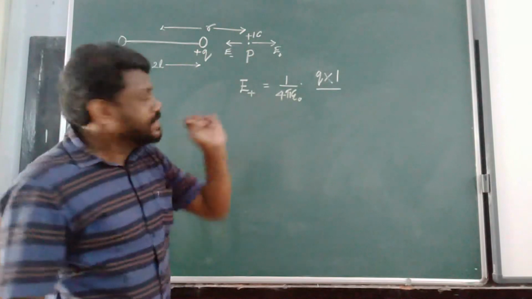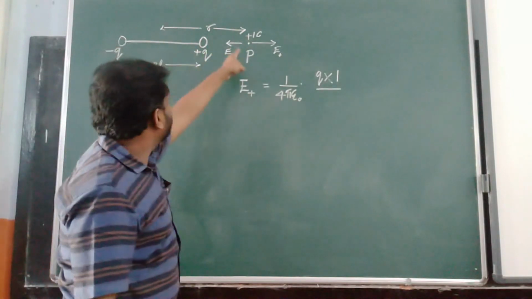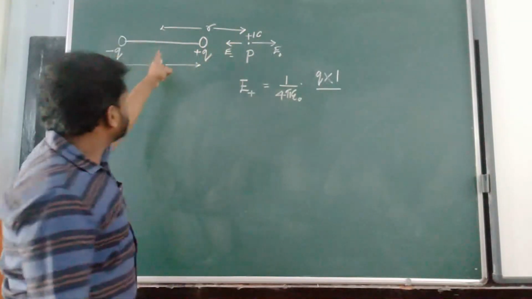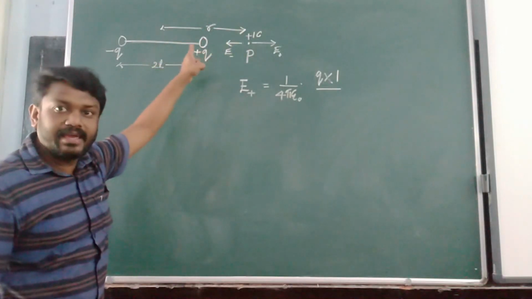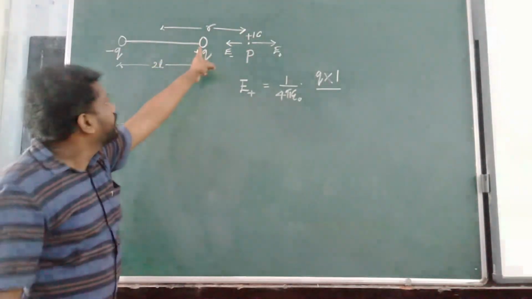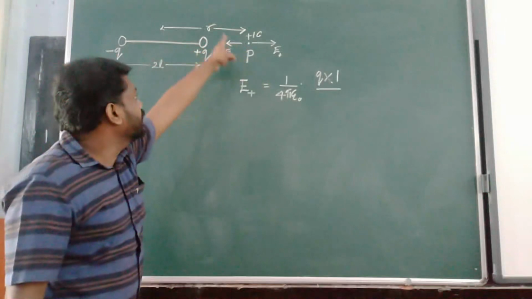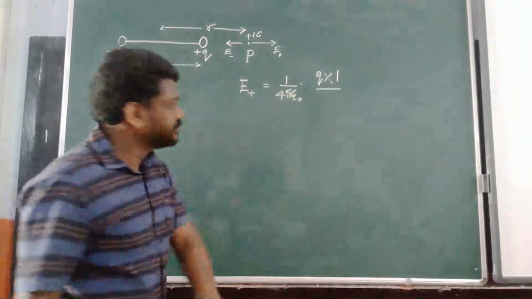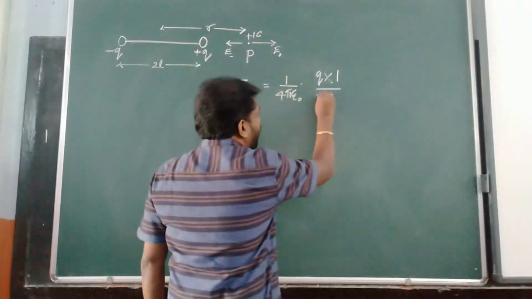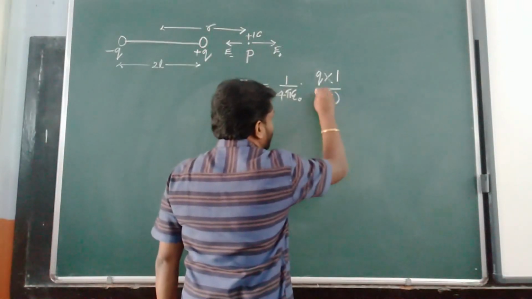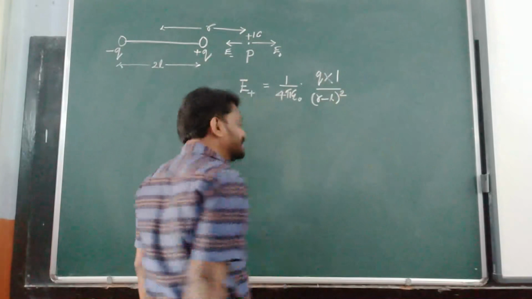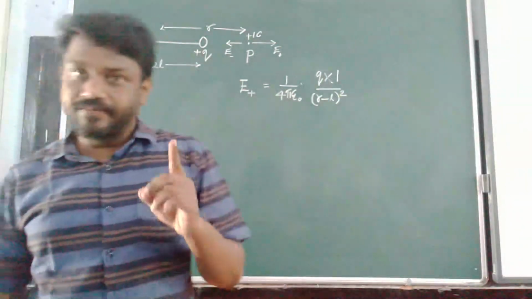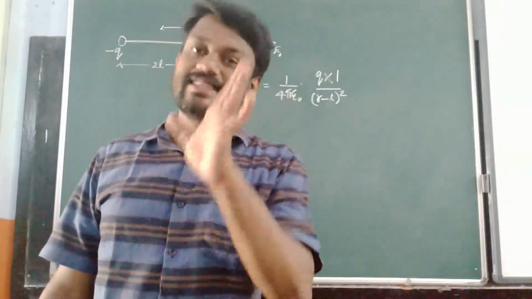Are you getting? The distance from the center to the required point is r. Distance from the center to the plus q charge will be L, and the distance from plus q to P will be r minus L. I think you got it. So this will be r minus L whole square, since it is electric field intensity.